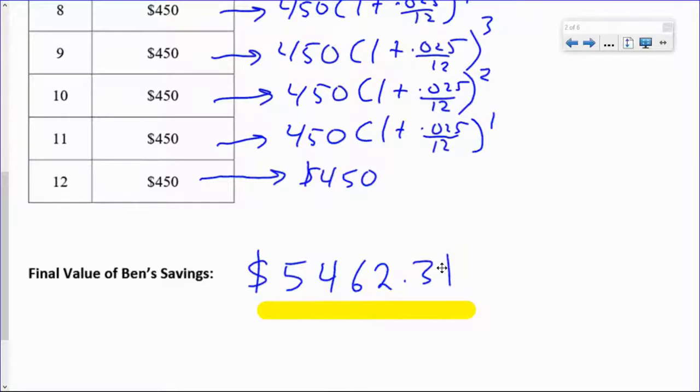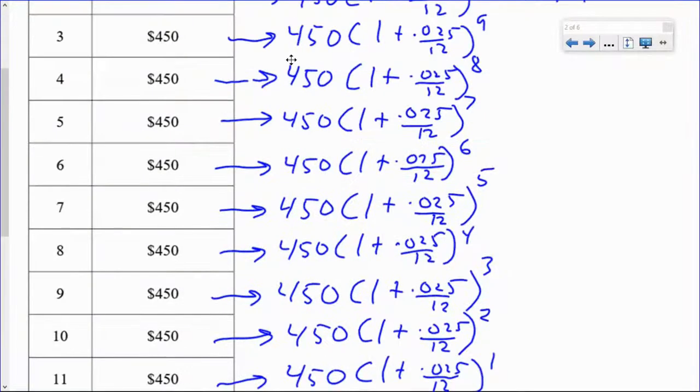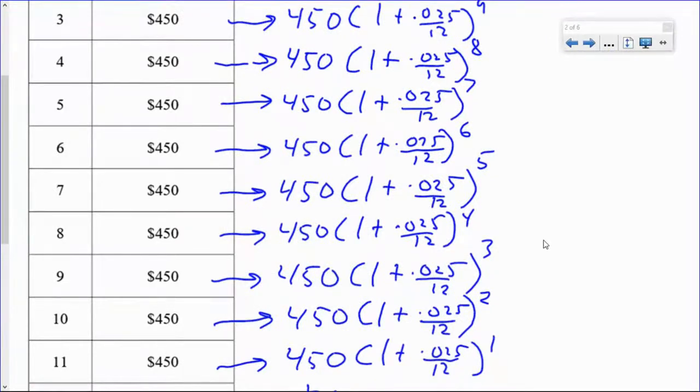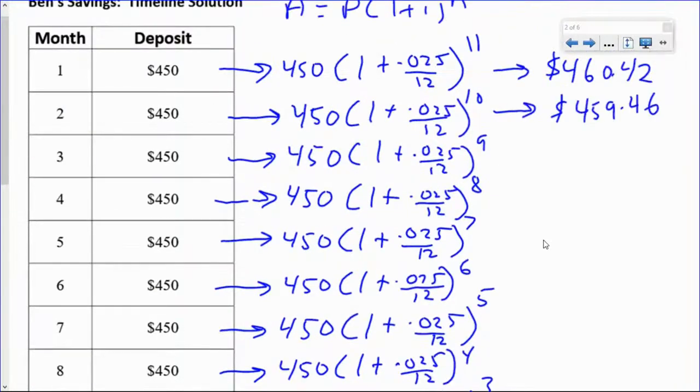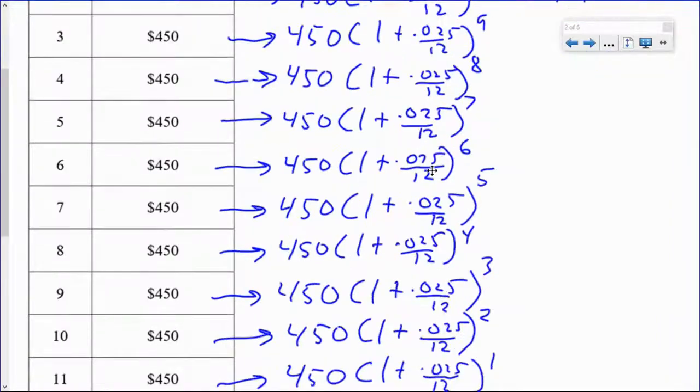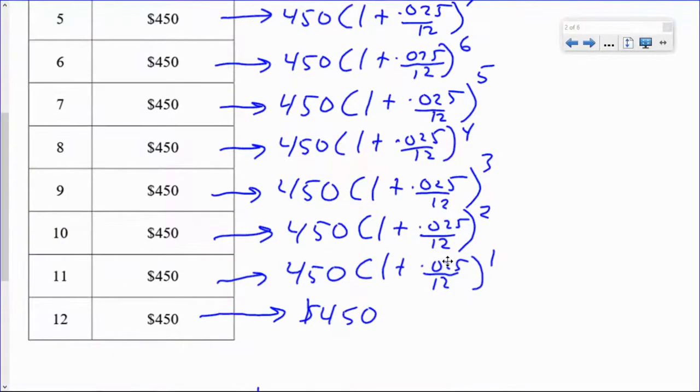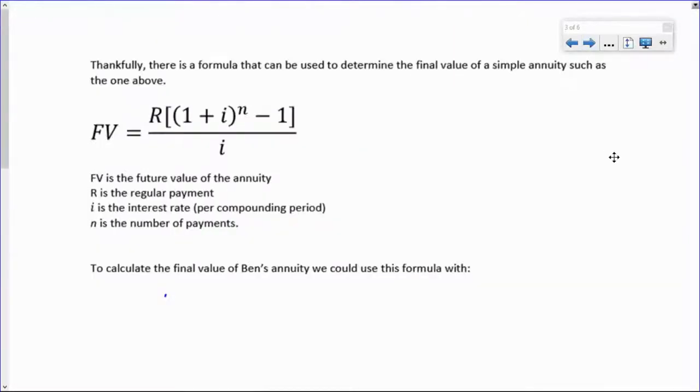Thankfully, this is not how we need to solve problems like this, because could you imagine if we changed the question so that Ben was saving for, instead of 1 year, 3 years? All those calculations, we'd have to do 36 of them. There'd be 36 payments. There is a formula to solve this problem for us, and there it is. It's called the future value formula, or final value formula for an annuity. It's not a simple formula, but it is pretty helpful. Let's just walk through it together.